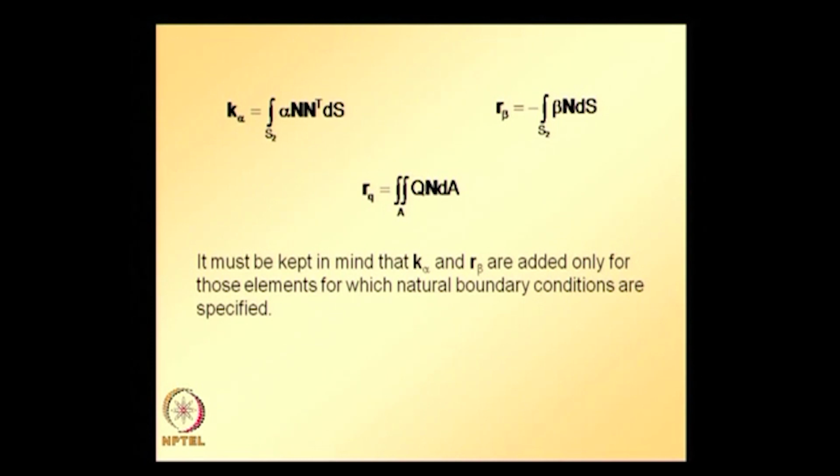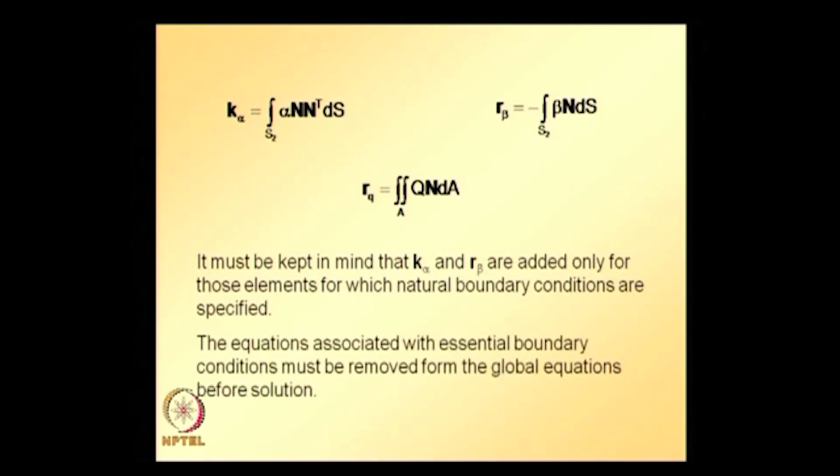So, this k alpha and r beta are added only for those elements for which natural boundary conditions are specified, and equations associated with essential boundary conditions must be removed from the global equations before solving. Once we assemble all the element equations, and come up with the global equations from the information of element connectivity, we need to remove the equations associated with essential boundary conditions before we solve the global equations.